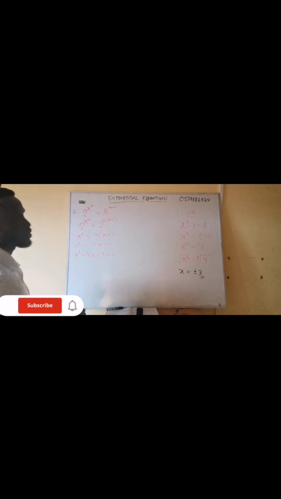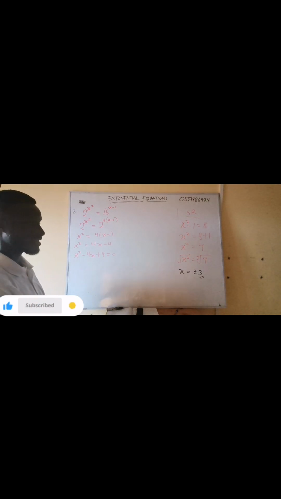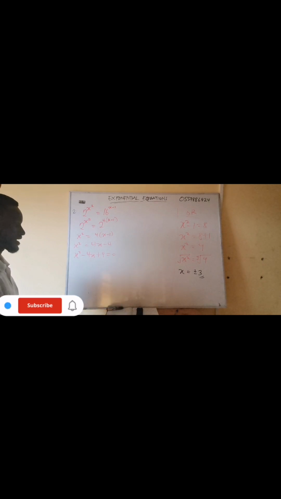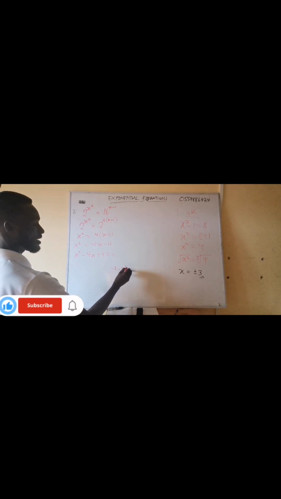4x minus 4. Now at this point, what we can do is that we group all of them to one side of the equation because this one is a quadratic equation. So we have s squared minus 4x plus 4 equal to 0. So what we can do is that we factorize this one. How do you factorize? You look for two numbers that can multiply to give you 4, but when you add, will give you negative 4. So I'm going to get negative 2 and then negative 2.